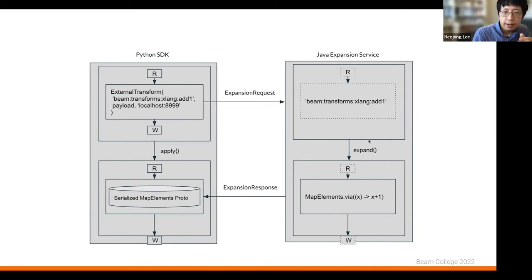So when you expand this previous graph, it will have the actual PTransform in its pipeline object, right? And then the expansion service translates this PTransform to proto and sends it back to the Python SDK. And the Python SDK stores that proto inside the external transform in the meantime, until we actually translate the whole pipeline object to pipeline proto.